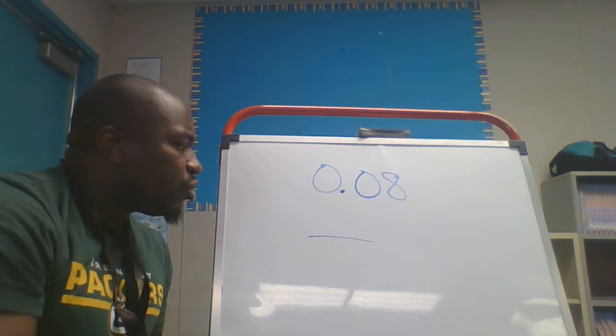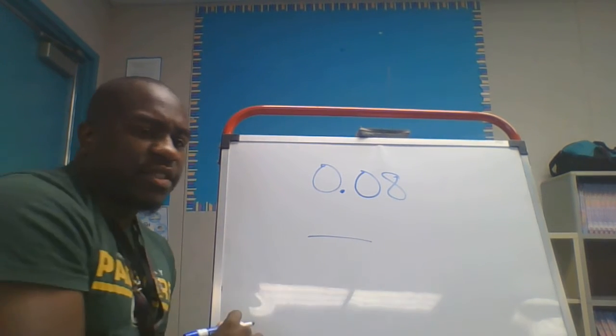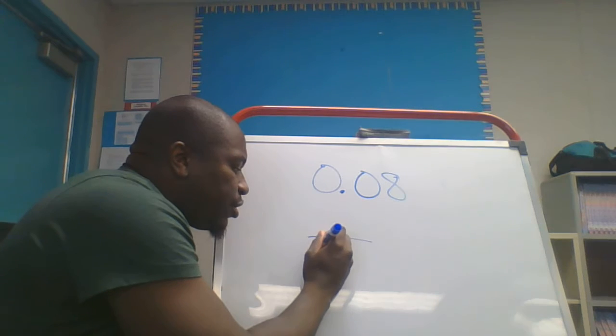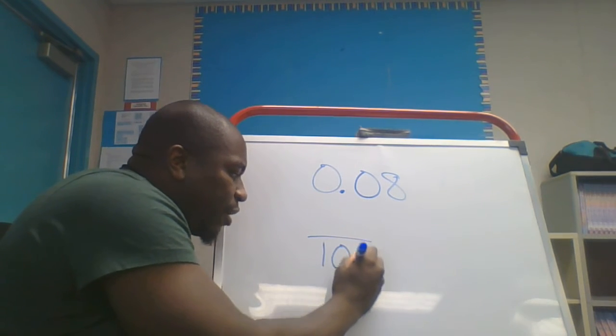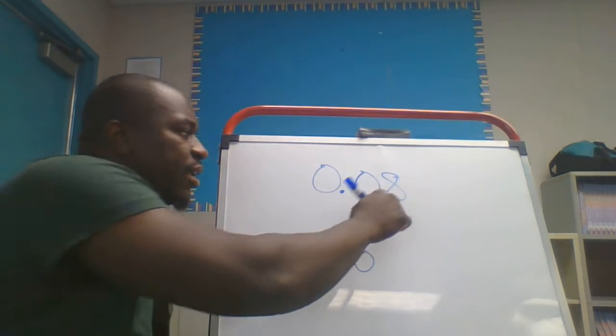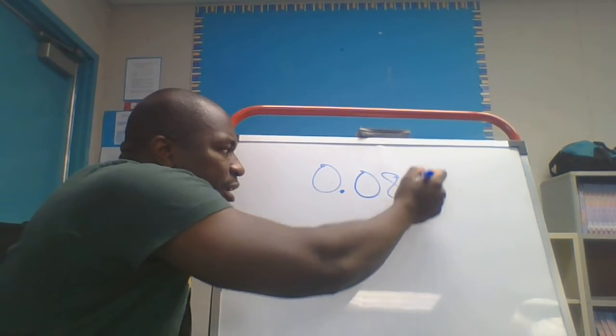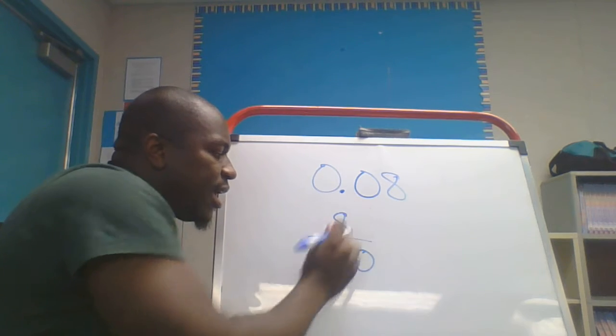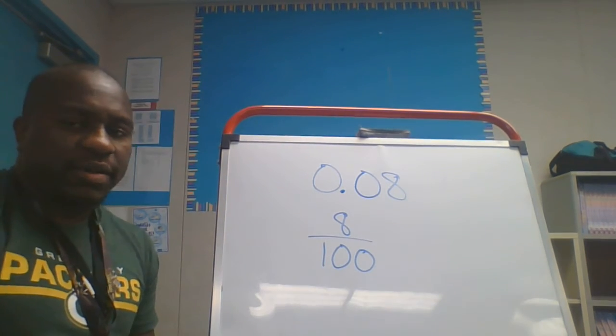Now, all you have to do, this is the hundredths place. So on your denominator, you're going to put that place value here. You have a hundredths place there. And your numerator, your top number, is going to be the number that's here, 8. You have 8 hundredths, right?